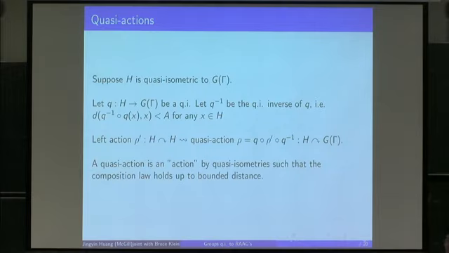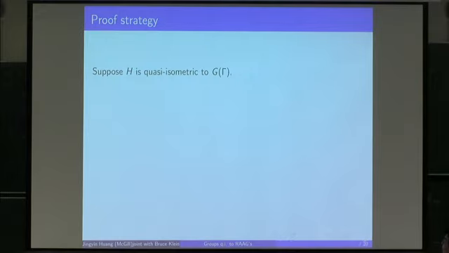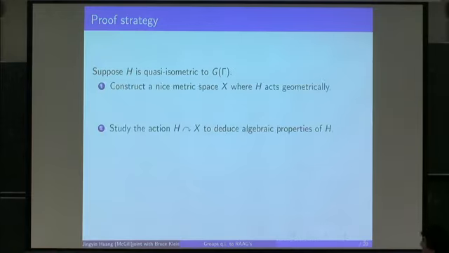Okay, so now we are done with our setting up. Now let me indicate the strategy of how we prove the main theorems. So we pick H quasi-symmetric to G of gamma, and our strategy is actually fairly standard. First we construct a nice space X where H acts geometrically, and then we study this action to deduce the commensurability of H.